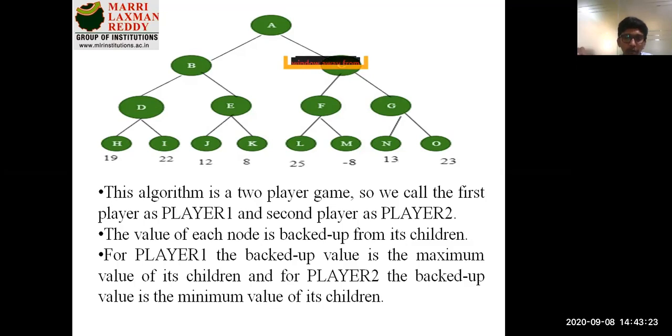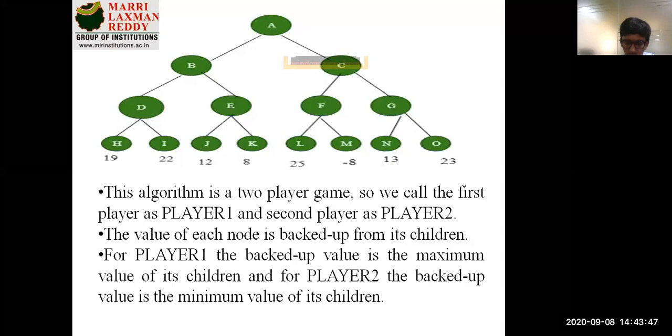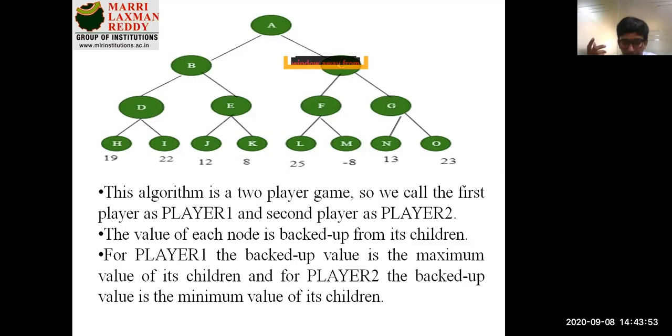The value of each node is backed up from its children. At the end of the tree, at the child nodes, you have some values. That value is called a backed up value. For player one, the backed up value is the maximum value of its children, and for player two, the backed up value is the minimum value of its children. This is very important, guys. This is where we apply the min-max strategy. If player one is starting the game, he will take the maximum value, and next player two will take the minimum value. Let's see this without confusion in the upcoming slide.